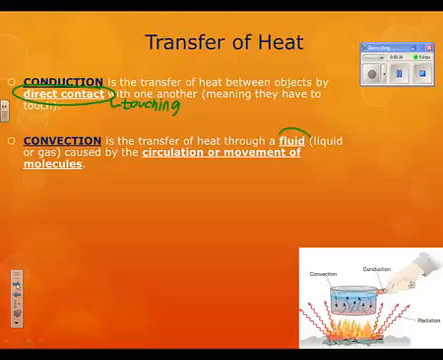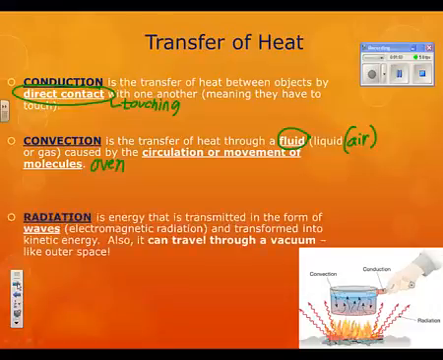Convection is only through fluids. Remember, air is technically a fluid. If you don't believe me, look at how airplanes fly. They're actually flying on the fluid in the air, not necessarily the air itself. That's called circulation or movement of molecules. If you think of a convection oven, some of you have these at home. If you look at the back of your oven, you're going to see a fan back there. That fan is circulating the air, which is a fluid, so that's why it's called a convection oven.